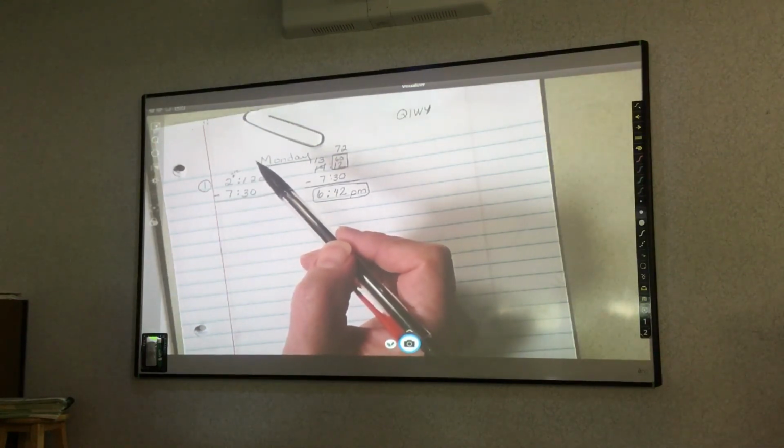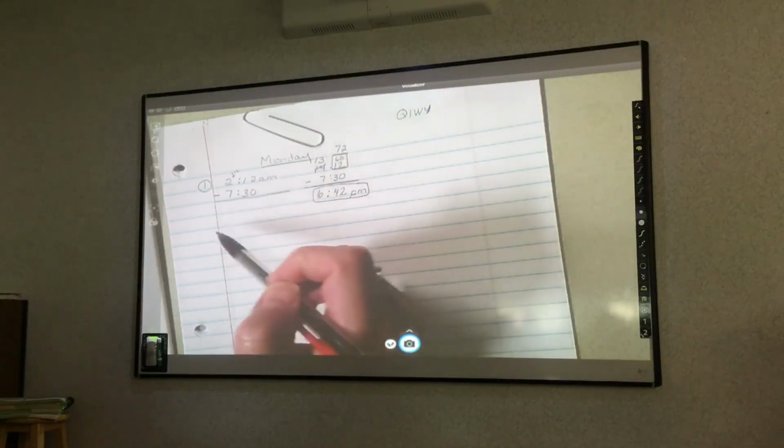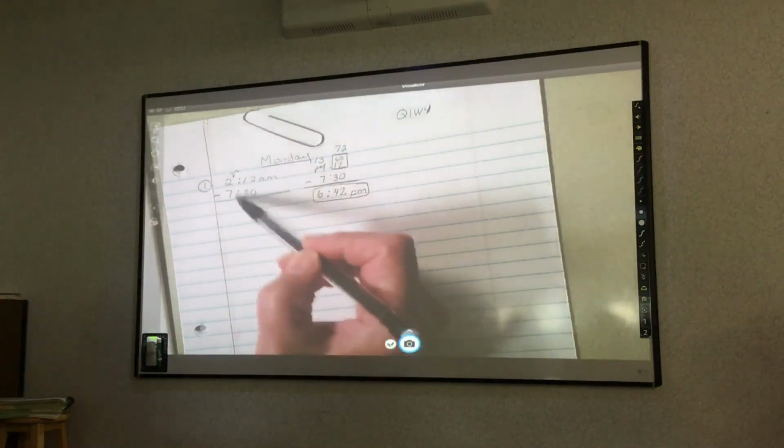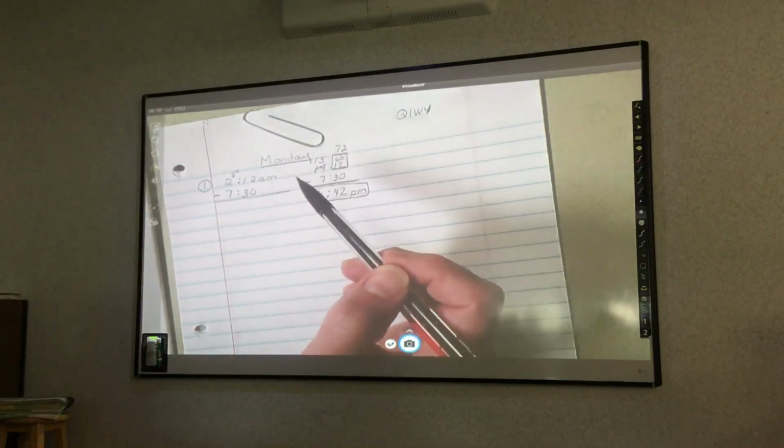Okay, there's different ways of doing it. Some people would write the hours down. Some people will do it by looking at a clock. This is a way that you can do it without looking at a clock or writing a pattern.